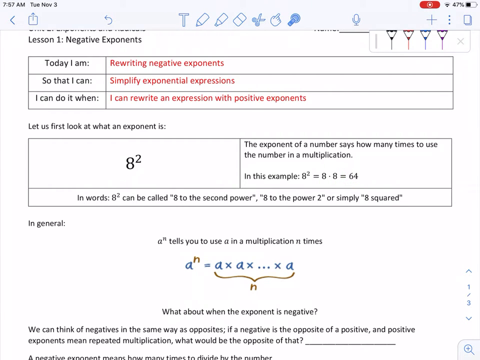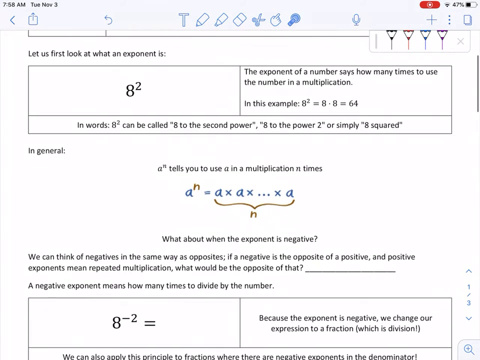In words, when we see something like this, we would call it 8 to the second power, 8 to the power of 2, or 8 to the power 2, or simply, when we have second power, we can call it squared, third power is cubed, and then beyond that, we just call it to the fourth power, to the fifth power, to the sixth power, and so on. So in general, a base a to the number power n tells you to use a in a multiplication n number of times.